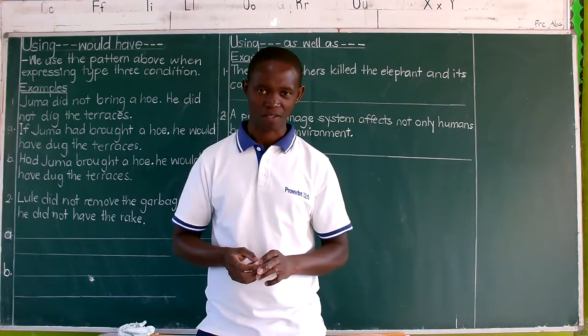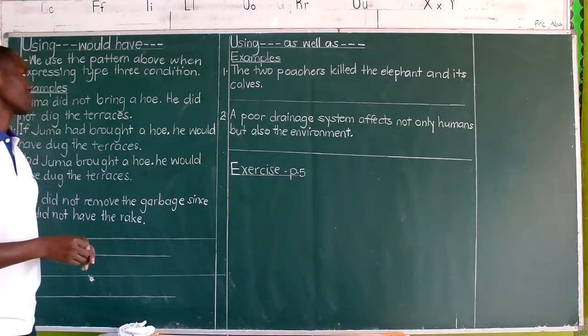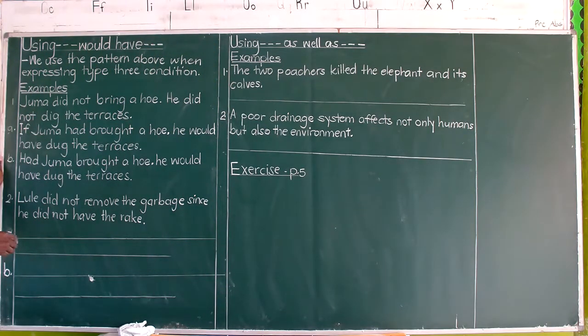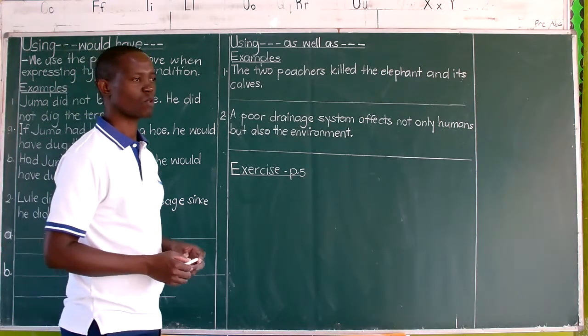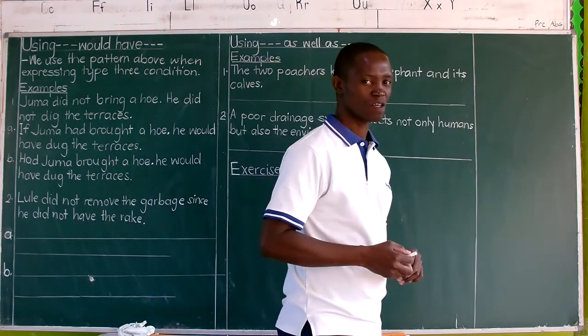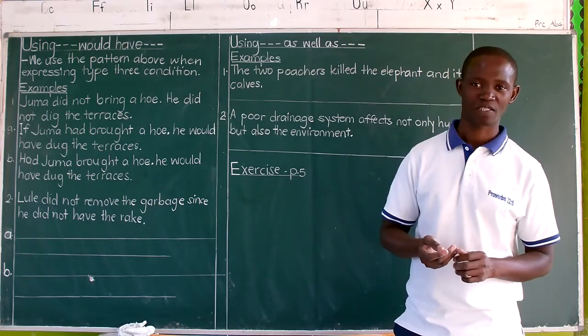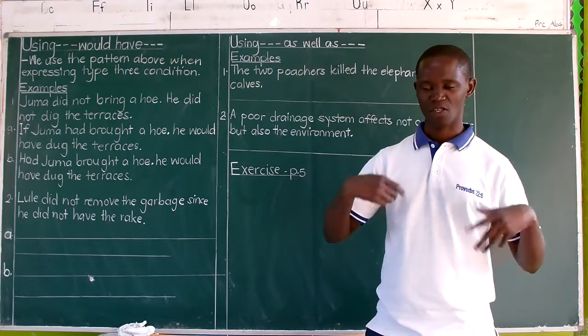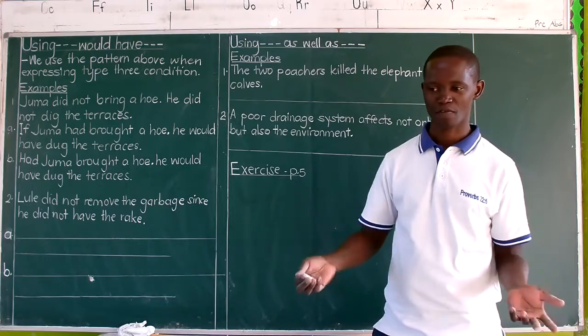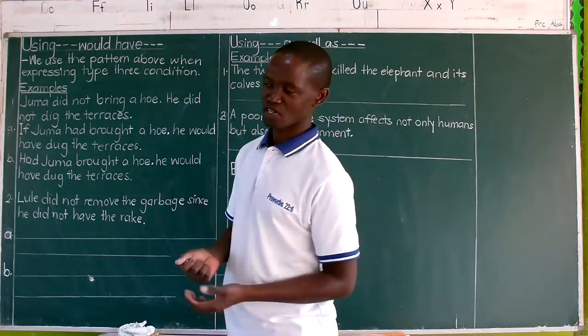So today our focus is on the structures, typically two structures, and these would have, and the other which is as well as. But let's first look at would have. Would have, the teacher says, is a pattern used when expressing type 3 condition. We use that pattern would have, normally followed by a past participle verb, in the type 3 condition, which some of us call if 3, others call it if clause 3, others call it condition 3.